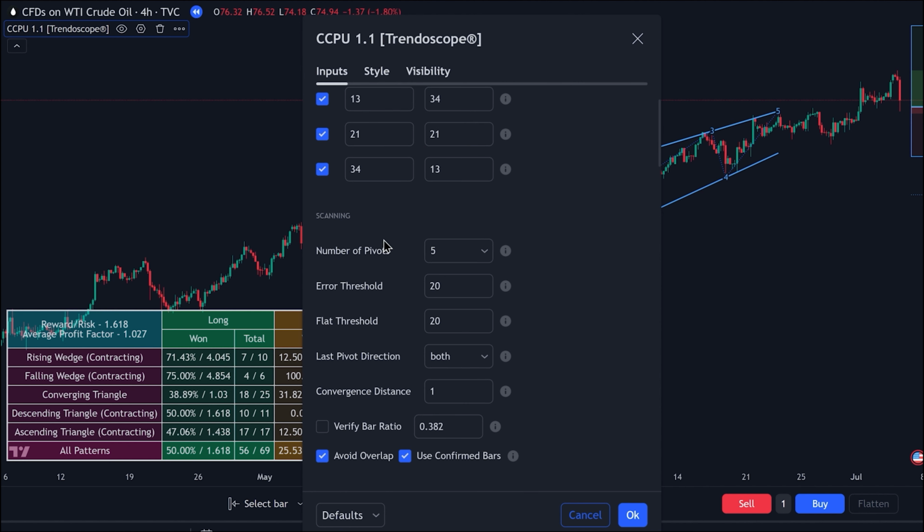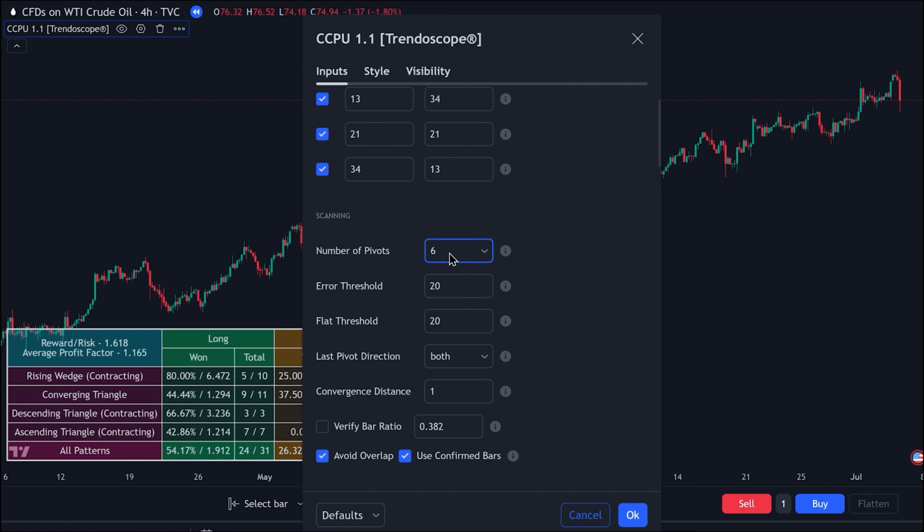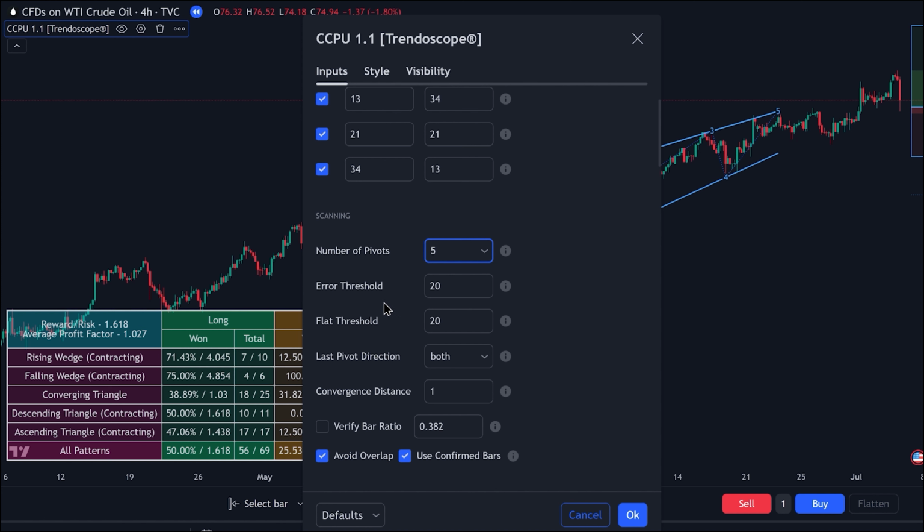In the scanning section, increasing the number of pivots will use more points for pattern identification, making it more detailed. The default number is 5, which is quite okay. You can leave the error threshold and flat threshold as default. The last pivot direction setting allows you to filter patterns based on the last pivot direction. Setting it to both will consider patterns in both directions.